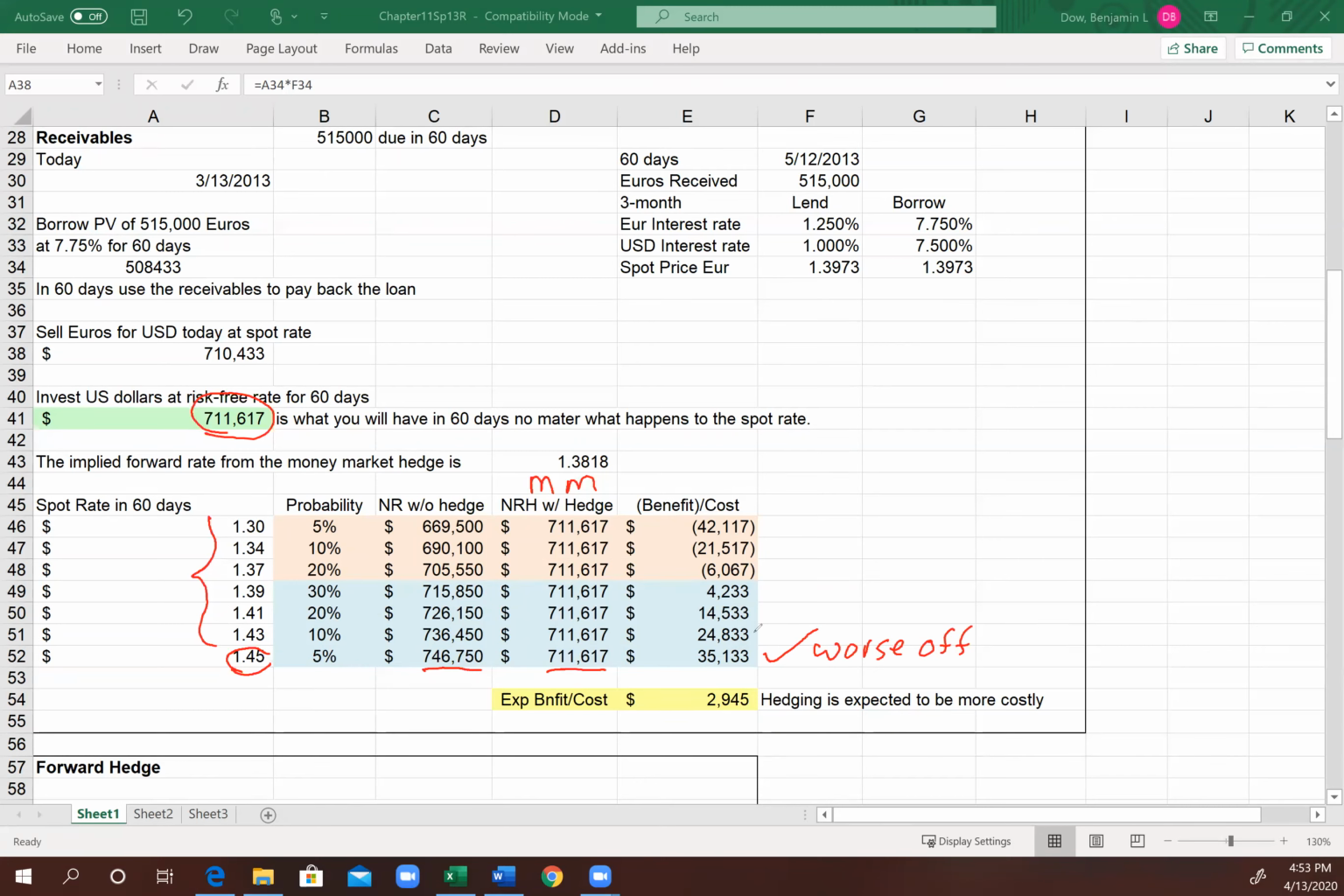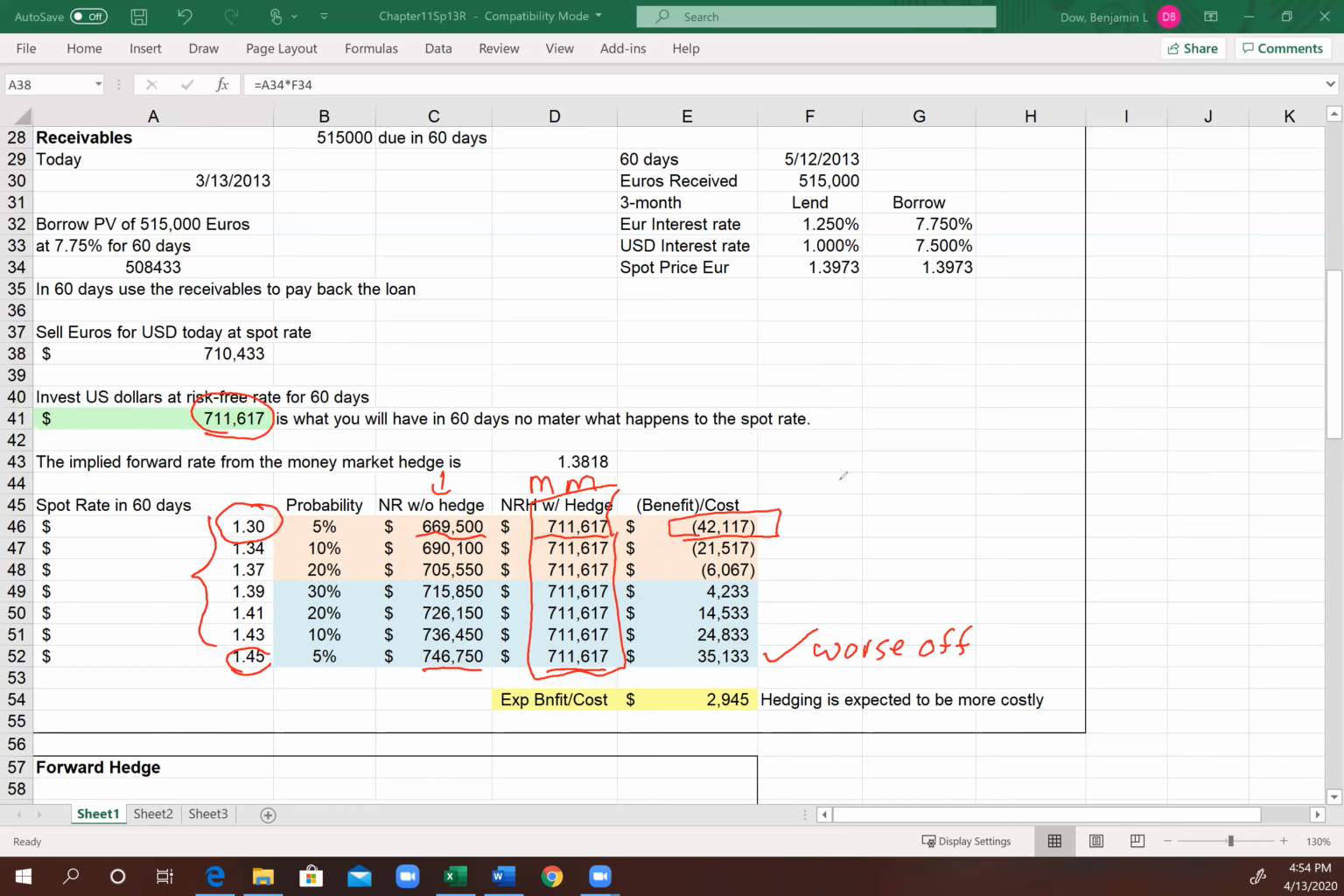However, the reason we hedged was what happens if the euro weakens. If the euro weakens and we don't hedge, then our receivables will only be worth $669,500. But if we hedge, we've locked in a value. Notice that they're all the same because that's what the hedge does. The hedge locks in the value of the receivables irregardless of what happens to the spot rate. In this case, the hedge worked out to be a benefit.